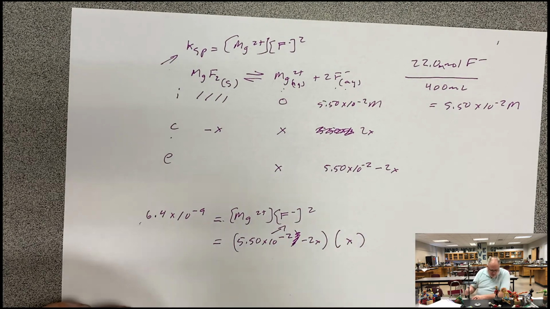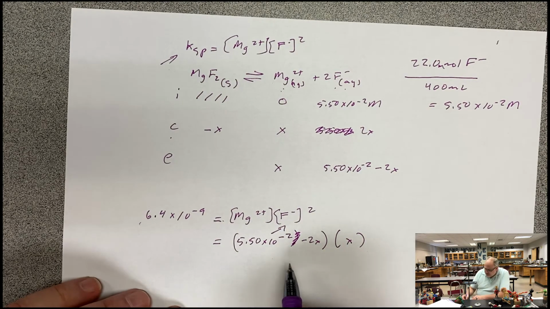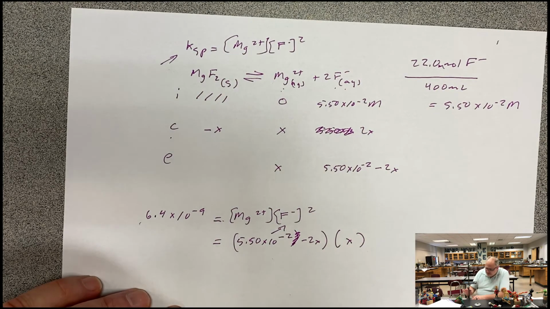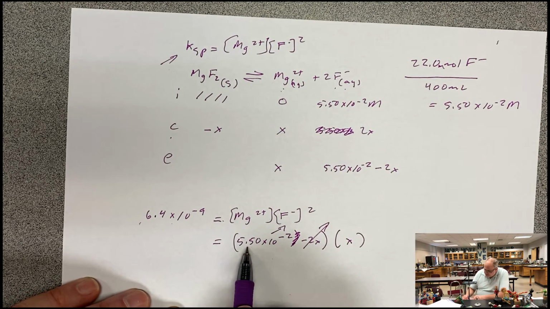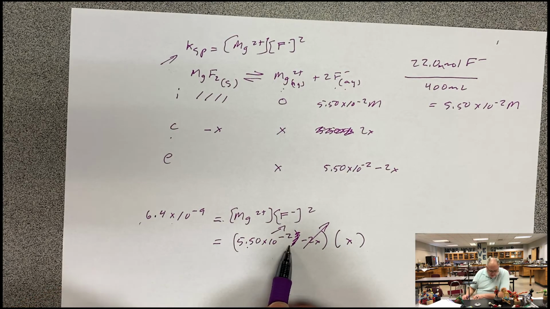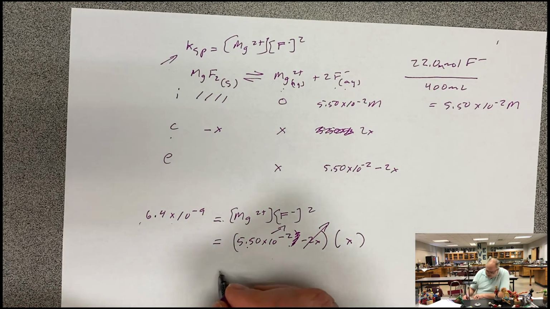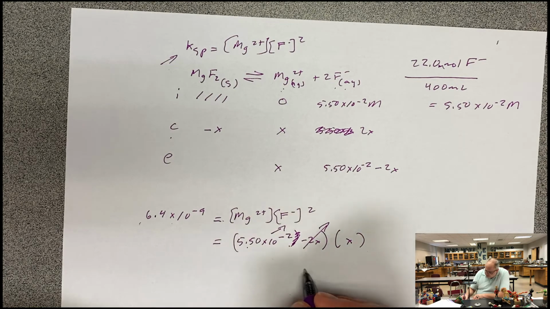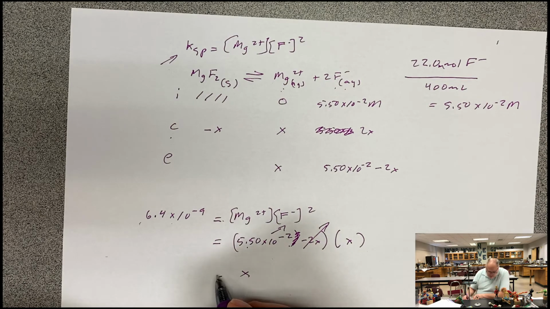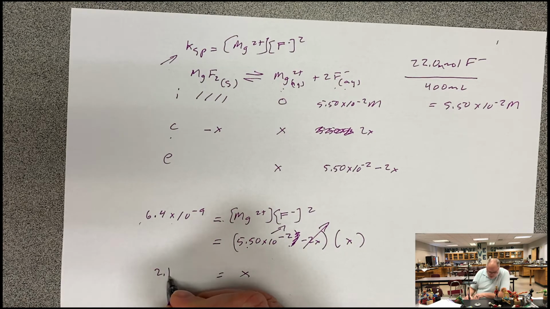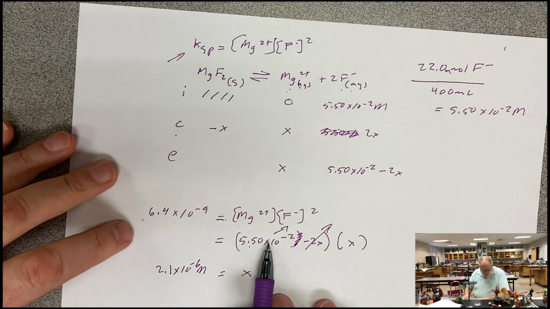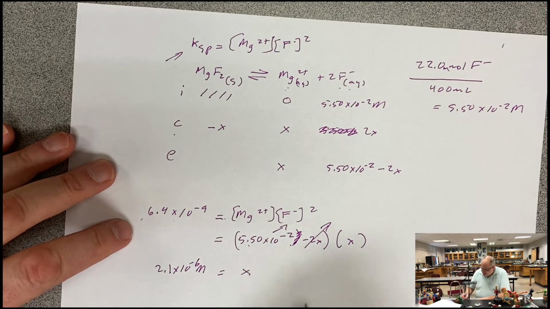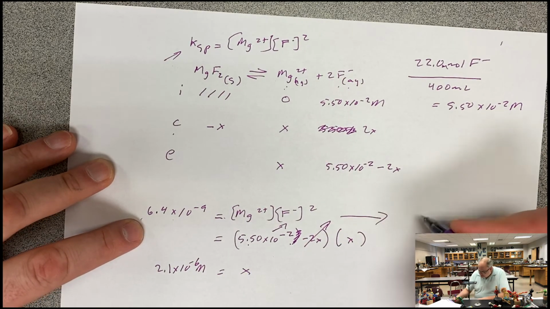Now, one of the cool things about these problems is that because this is a really small K value, we can get rid of this 2x compared to this 5.5 times 10 to the negative 2. And when we set that up and solve all this out, our x value is going to be equal to 2.1 times 10 to the negative 6 molar. Again, this is ugly, so if you want to see a better version of this, you can look in the textbook. But if I had to do this again, I would do it like this.